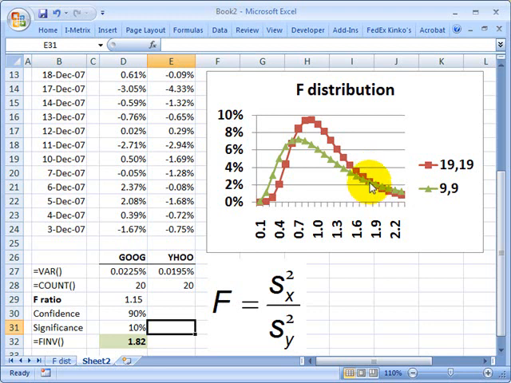In other words, I would expect just randomly, even if the underlying population variances were the same, to get an F ratio up to 1.82. Notice my F ratio is 1.15 right here. It's over here somewhere, well to the left of my 1.82, meaning that 1.15 is something I can reasonably expect given the small sample of 20 each. I would reasonably expect to get an F ratio 1.15. Therefore, I cannot conclude that these variances are really different.